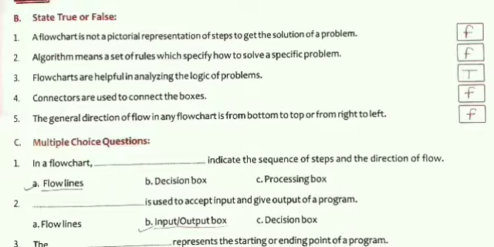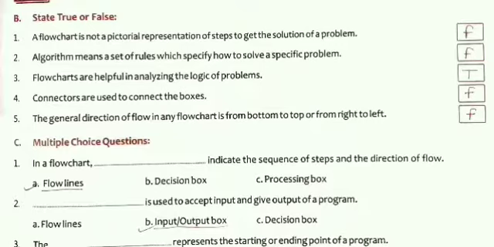The first one is a flowchart is not a pictorial representation of steps to get the solution of a problem. It is false statement. The second is algorithms means a set of rules which specify how to solve a specific problem. So this statement is also false because algorithm is not a set of rules. It is step by step procedure to solve any problem.